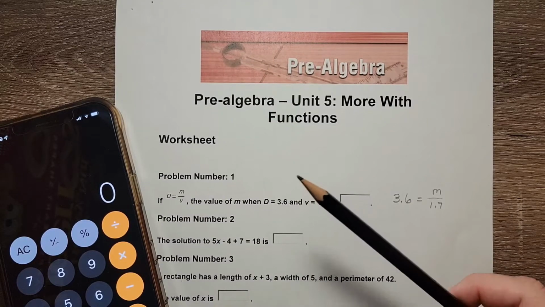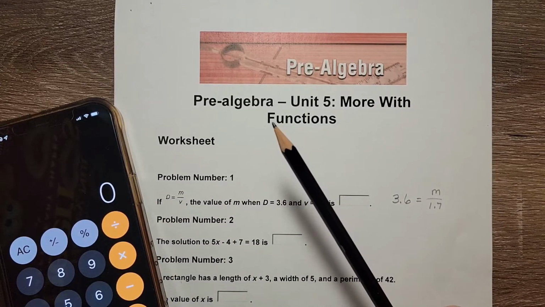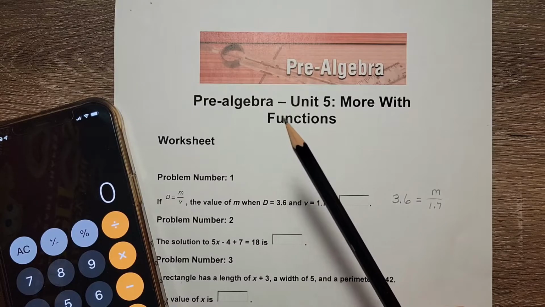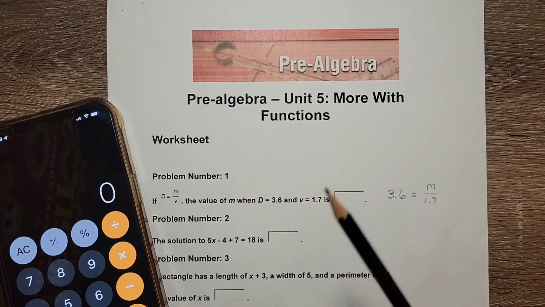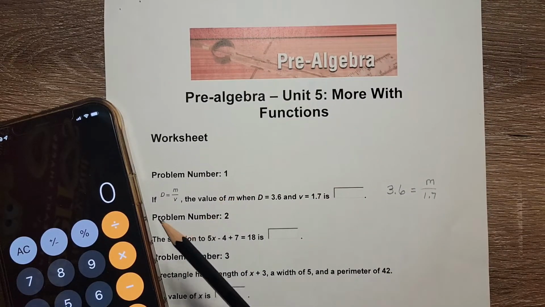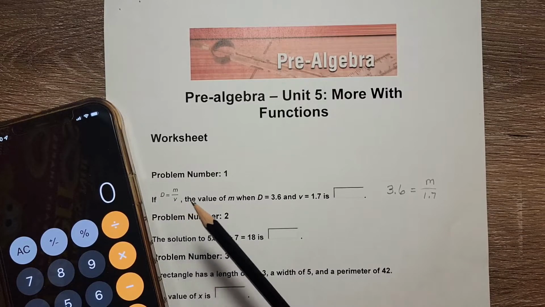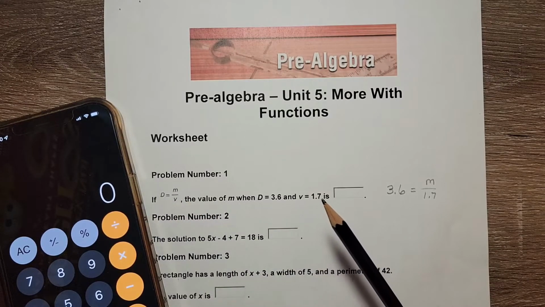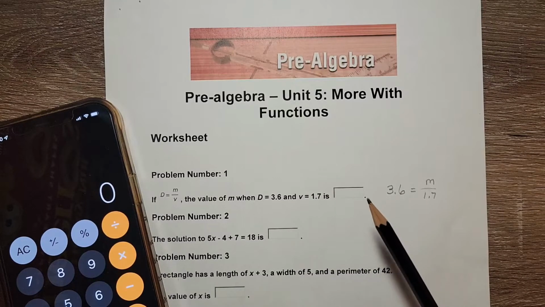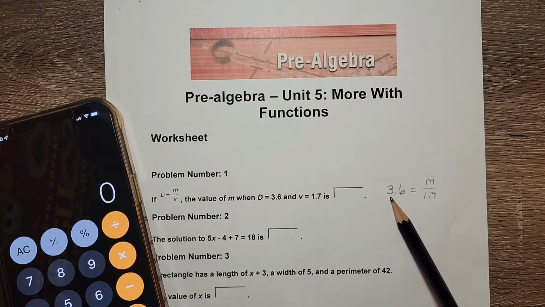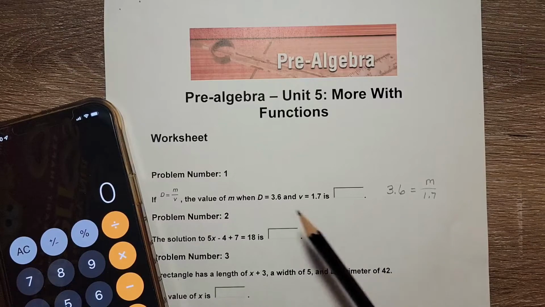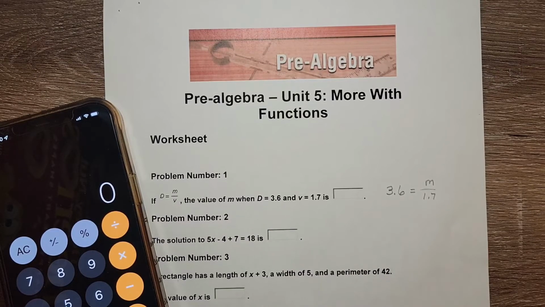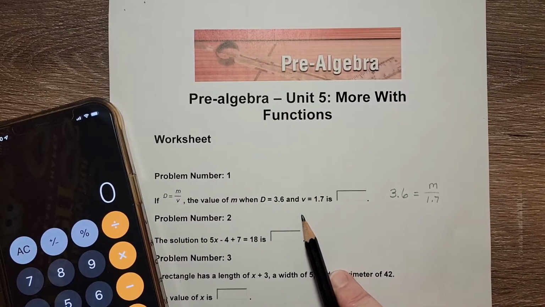Okay, we'll be going over pre-algebra worksheet 805, more with functions now. Problem number 1. If D equals M over V, the value of M when D is 3.6 and V is 1.7 is. So this is substitution. We substitute 3.6 in place of D, and we substitute 1.7 in place of the V.